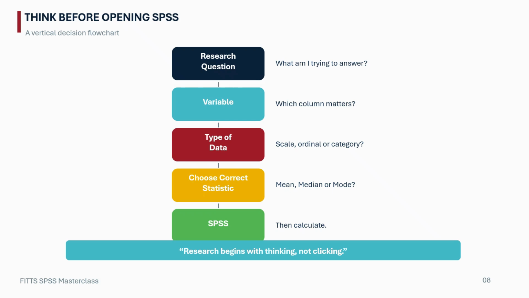Always begin with a research question. Ask yourself, what are you trying to discover? Next, identify the variable that contains the information you need. Then consider the type of data you are analyzing, because that determines which statistical techniques are appropriate. And only after making those decisions should you select the statistic that best answers your question, and finally use SPSS to perform the calculation. Software performs calculations remarkably well, but it cannot decide whether the analysis you've chosen is appropriate, and that responsibility always belongs to the researcher.